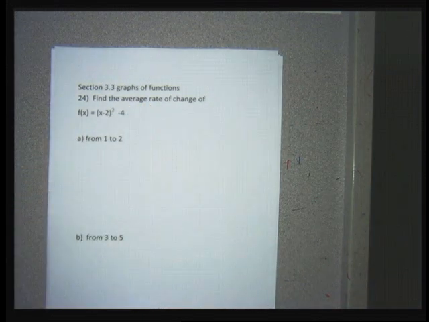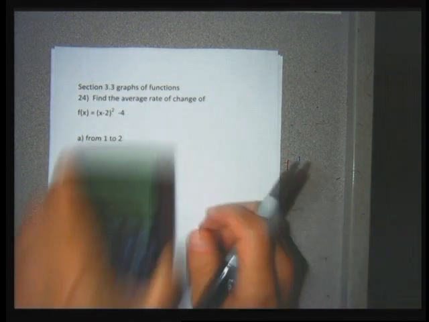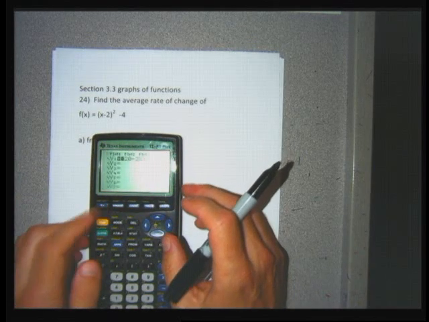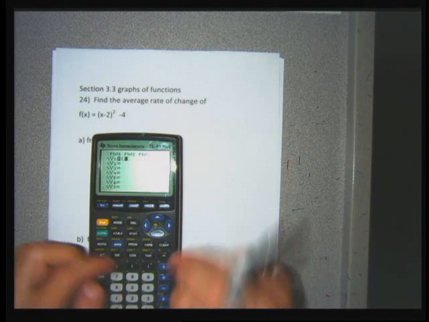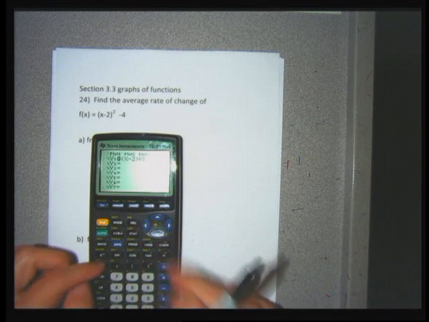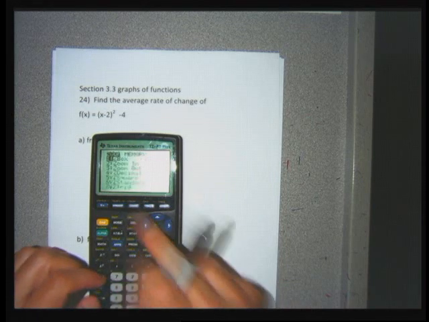I'm going to draw this. Very specifically, let me draw this function on my calculator, then I'll copy a graph. So y equals (x minus 2) quantity squared minus 4, zoom standard.